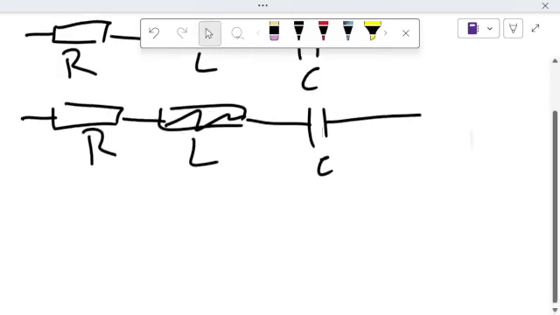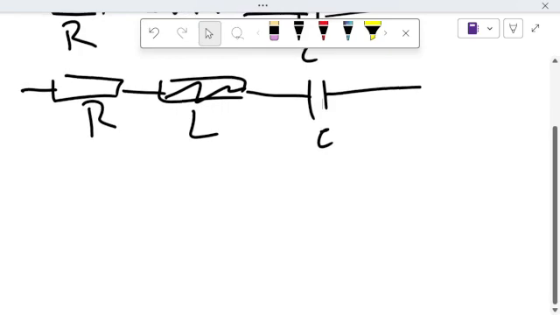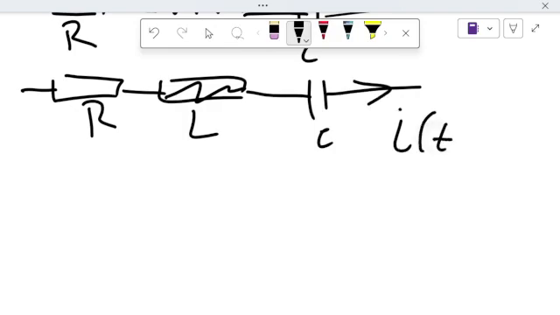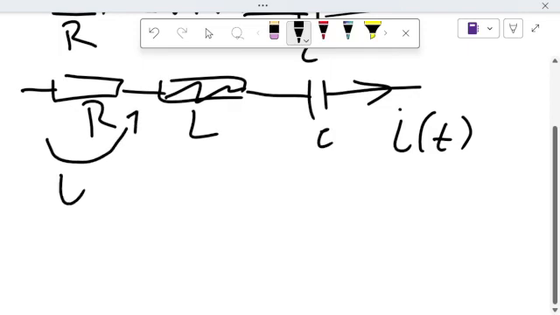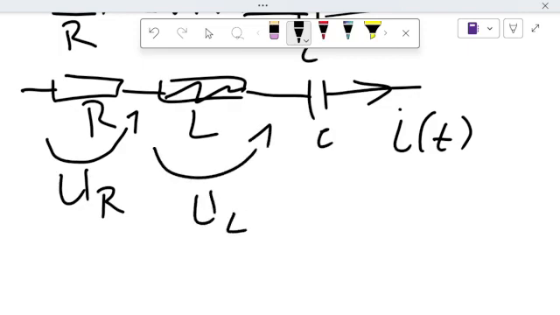So this is a kind of schematic where we have the same current through all three components. This is series. So we can write the voltage on the resistor, the voltage on the inductance, and the voltage on the capacitor.